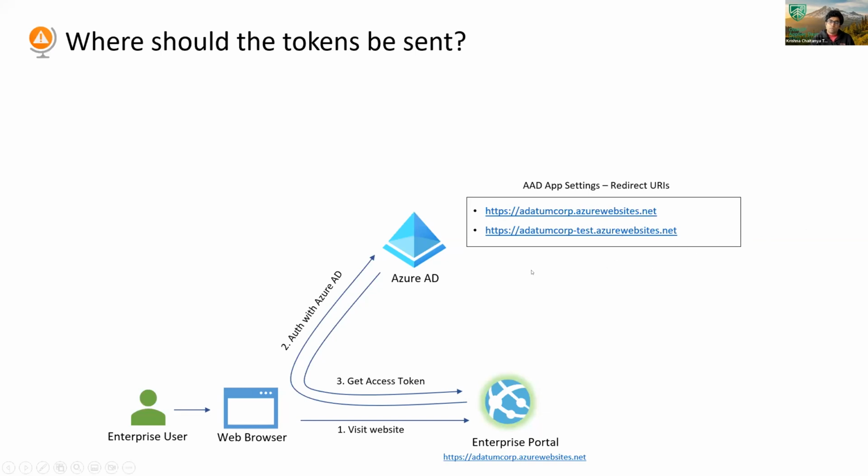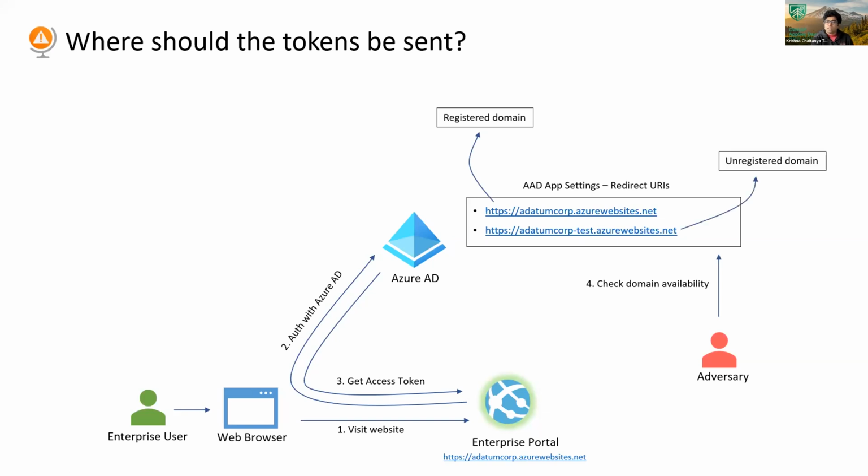Now what happens is, we have an app with a URL where the tokens must be sent, but this domain is pulled down. It's available for registration by an adversary. So an adversary can check domain availability. How they can check, I will not cover here because that's more of a recon technique. Let's say they check the first one and find it is a registered domain, but they find that the second one is an unregistered domain. So what they can then do is take over the domain, meaning literally register the domain, or in this case, create an azurewebsites.net website with this exact corp-test name.